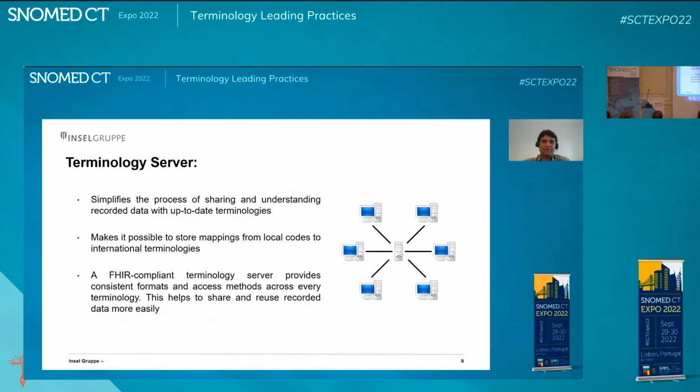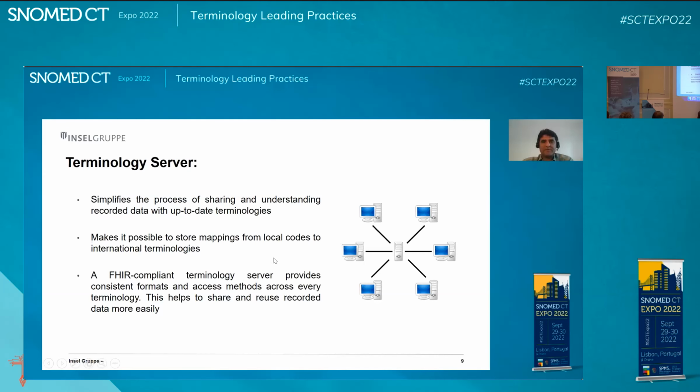So what is a terminology server actually? A terminology server is a server which simplifies the process of sharing and understanding recorded data with up-to-date terminologies. If you have a local installation of a database, like if you load it in a MySQL server, you have to take care of your own terminologies by updating them. But if there is a central terminology server, like for example we had in Germany, one server can serve many different sites.